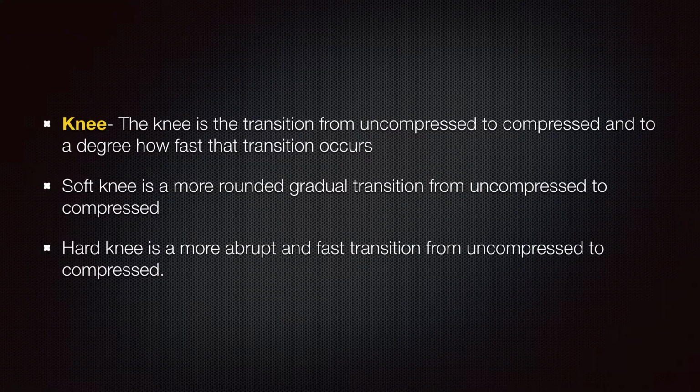Next we have the knee, and the knee is simply the transition from uncompressed to compressed and how fast that transition occurs. And there's two things to take away from the knee: soft knee and hard knee. Now, when you go back and look at that plugin that I showed you, you can see that by default, it gives it a hard knee if you look at that angle. A soft knee is more rounded, and it's a more gradual transition from uncompressed to compressed. The hard knee is a more abrupt and fast transition.